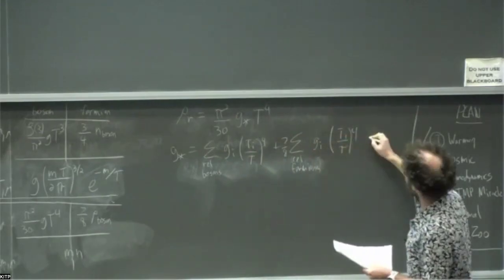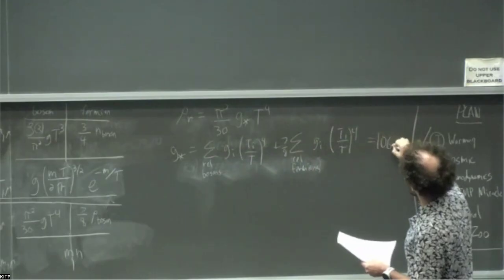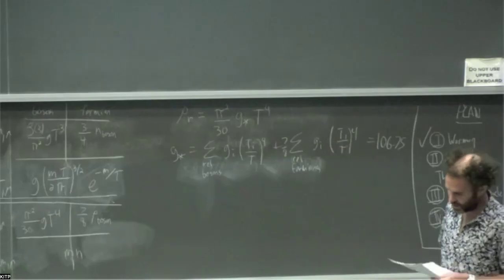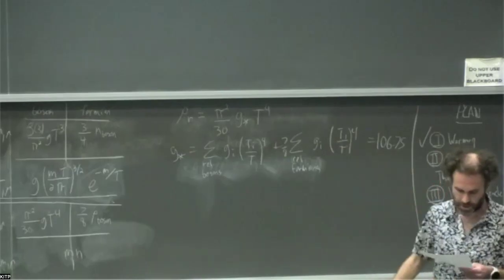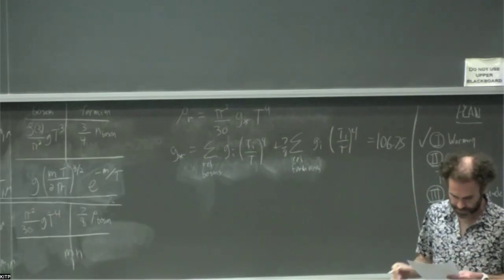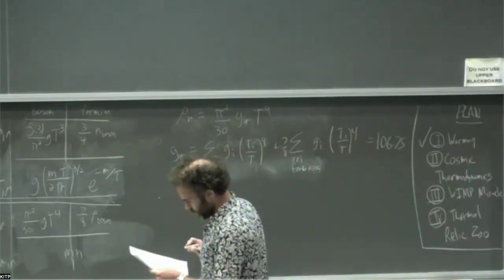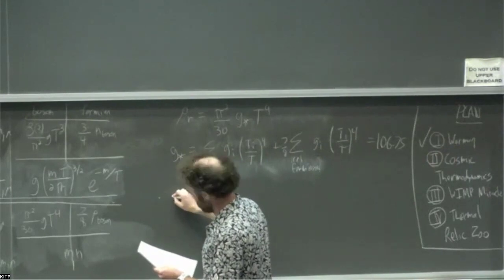Yeah, so this, for example, equals 106.75 when the entire standard model is thermalized. So when temperature is above m top, it equals 3 point something when the electron is non-relativistic. Okay, quickly telling you other things you know. I'll be just working in flat FRW.